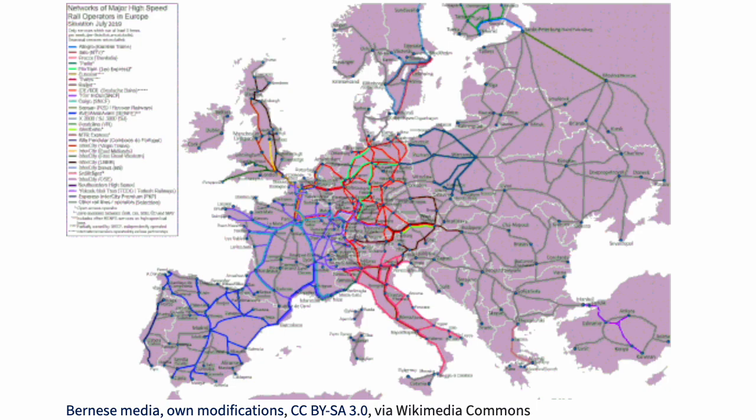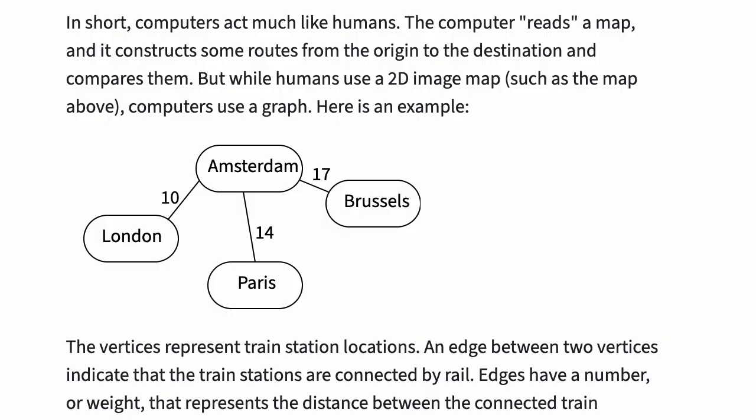How does a computer, or a set of computers, calculate the route from every train station to another in just a few seconds? In short, computers act much like humans. The computer reads a map, and it constructs some routes from the origin to the destination and compares them. But while humans use 2D image maps, computers use a graph.